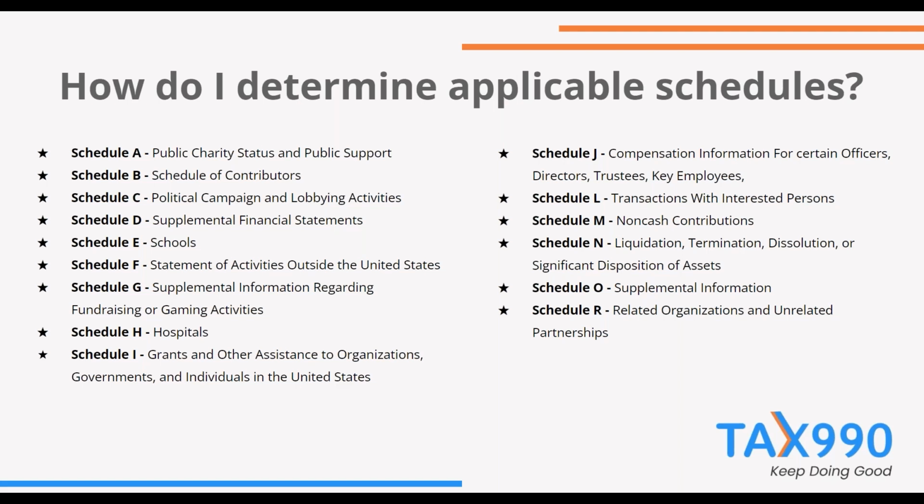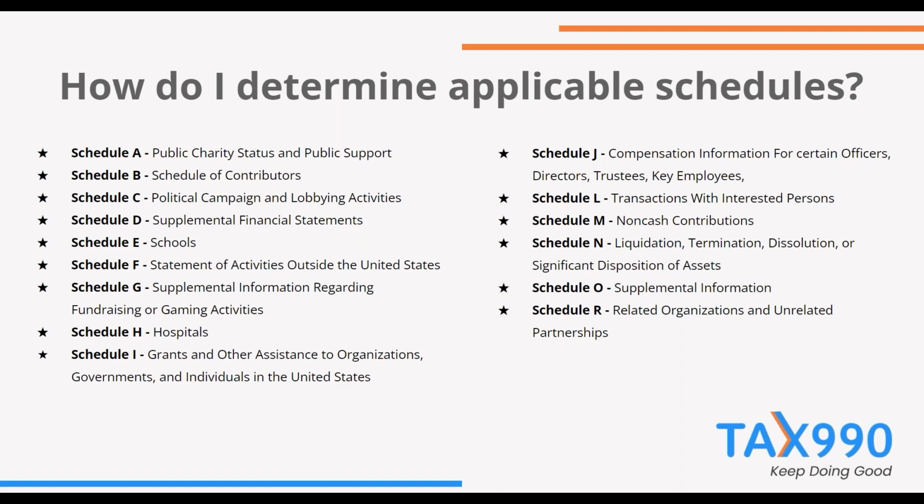Schedule I is used to provide information on grants and other assistance made by the filing organization during the tax year to domestic organizations, domestic governments, and domestic individuals. Schedule J is used by an organization to report compensation information for certain officers, directors, individual trustees, key employees, and highest compensated employees. Schedule L is for organizations that need to provide information on financial transactions or arrangements between the organization and a disqualified person or other interested person.